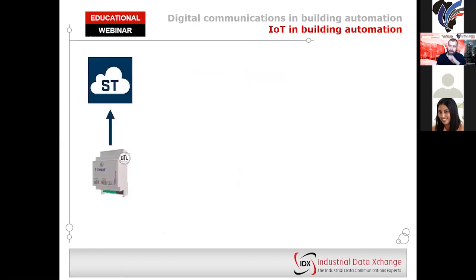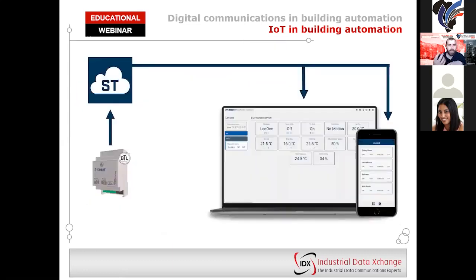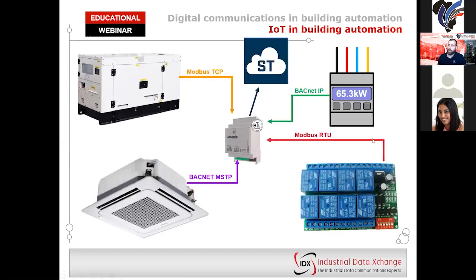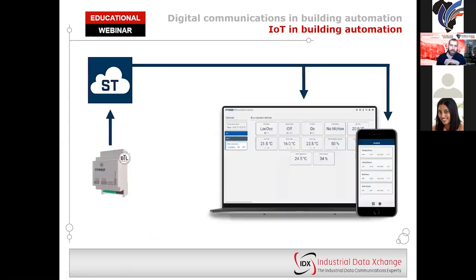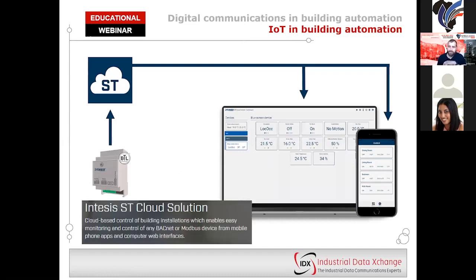And why this is great is then within the ST gateway, you can create a dashboard which allows you to remotely access your temperatures or your power usage. You can turn on and off lighting systems or see the states of lighting systems, set various different temperatures, or even just see is the generator running or not. And you can start doing some clever implementations from that. So some quick, fantastic solutions out there to very quickly get your building automation system to work for you and how it should.